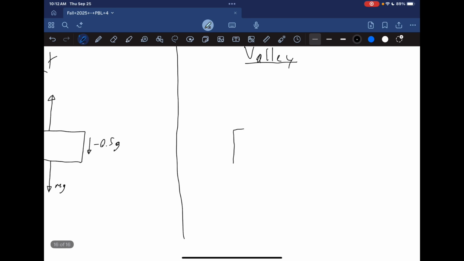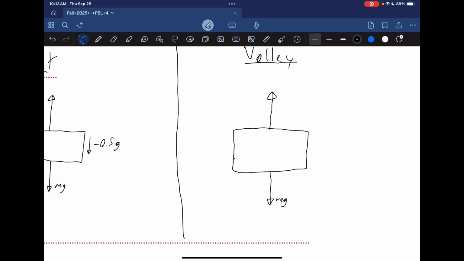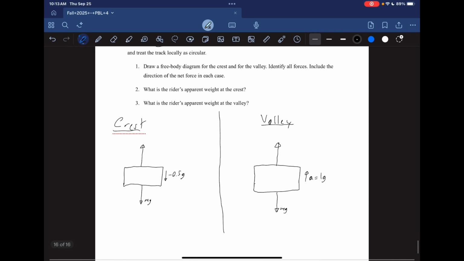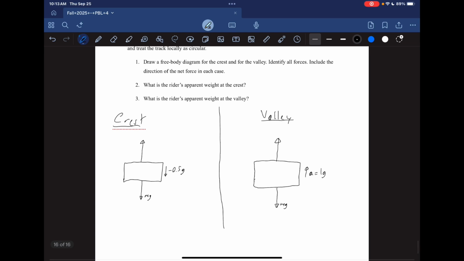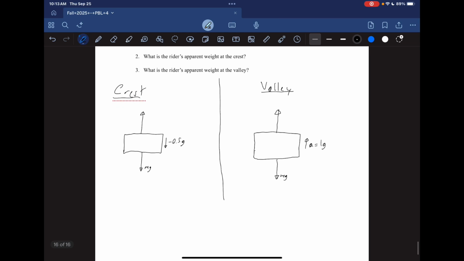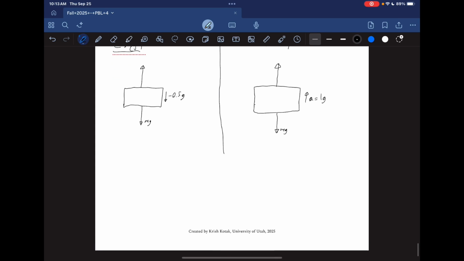For the valley, here's our coaster car, here's our normal force, it's still touching the track, and then here is mg, and our acceleration was equal to 1g in the positive direction. So that is the free body diagram for each. The next question is, what is the rider's apparent weight at the crest? And then what is the rider's apparent weight at the valley?